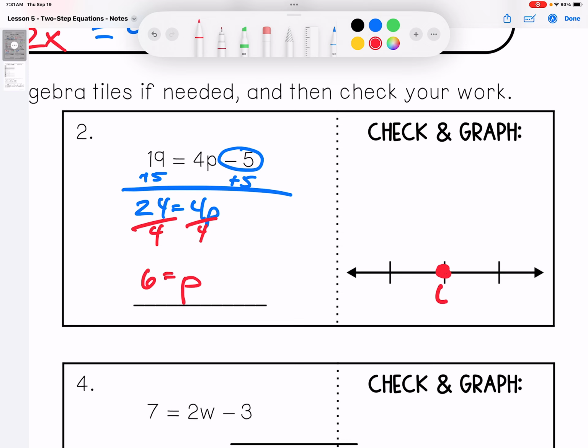Go over here, graph it. 19 equals 4. And then you're going to put 6 in there for it. Minus 5.